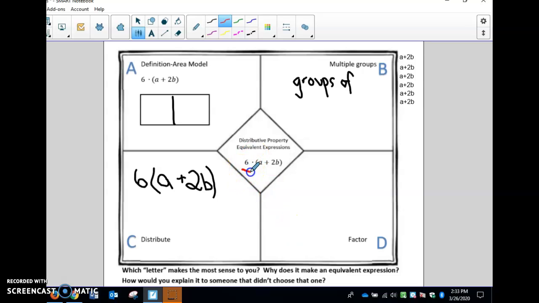So we have 6 times a plus 2b, and in this case, we're multiplying those two. We're going to once again talk about the distributive property and how it can help us create equivalent expressions, which are your two learning targets for this module that you guys are doing.